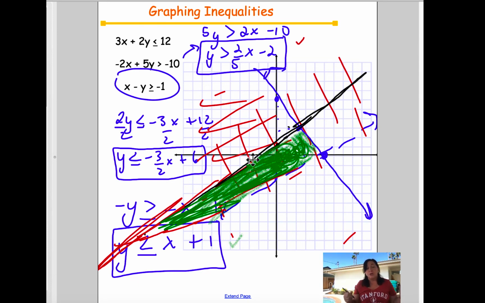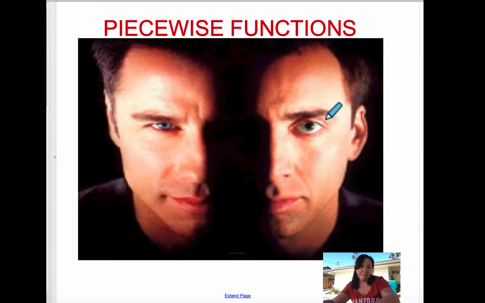So you do need to be careful in that if I ask you to give me a point that satisfies all three of those equations, right? That would be a point within this shaded region. You would pick a point inside somewhere and test it. You have to test it to make sure it's true for all three problems.